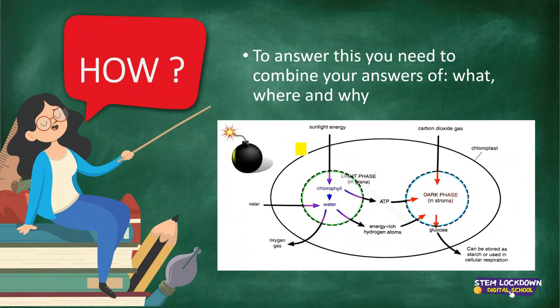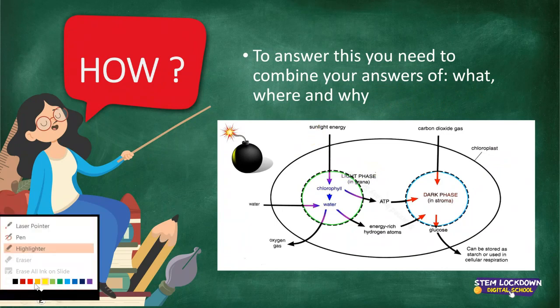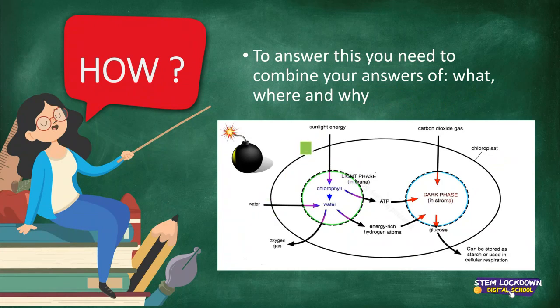So in this flow diagram, we still have sunlight energy and we still have carbon dioxide. These are reactants, guys. Okay, no, sunlight energy is not a reactant, but it helps. So carbon dioxide gas is a reactant, water is a reactant, right? So we're talking about light dependent and light independent. Let's look at the light phase.